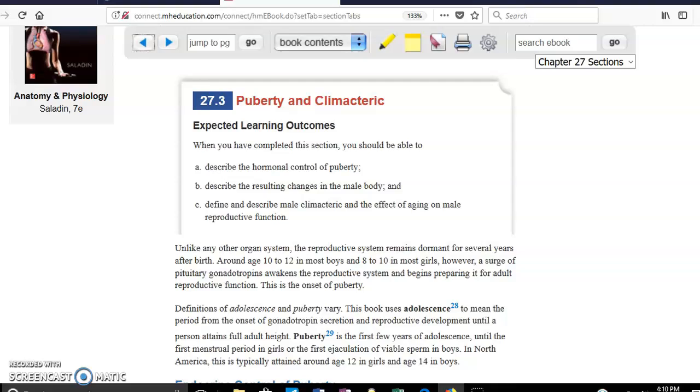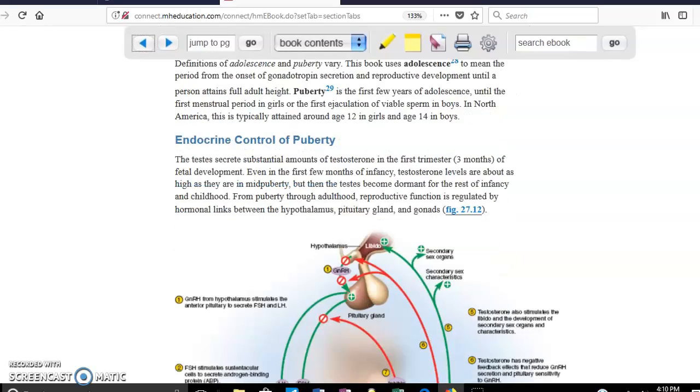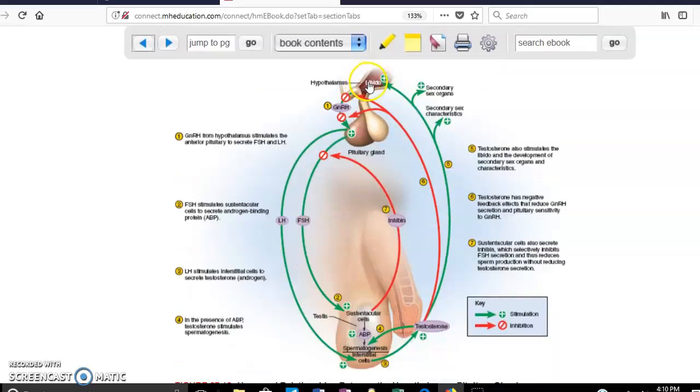Okay, the next topic is puberty and climacteric. Puberty is the development of the secondary sexual characteristics due to the increase of hormones, and climacteric is when these characteristics start going down due to low levels of hormones.